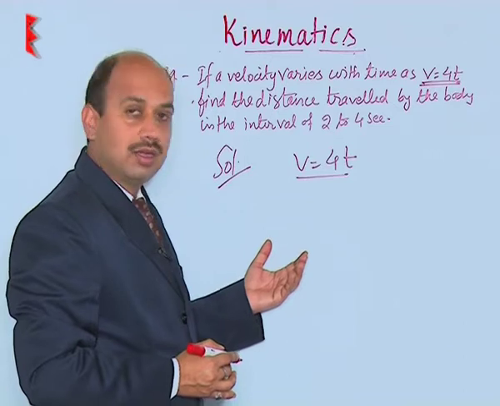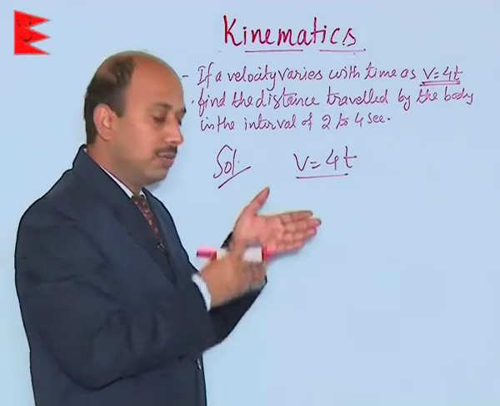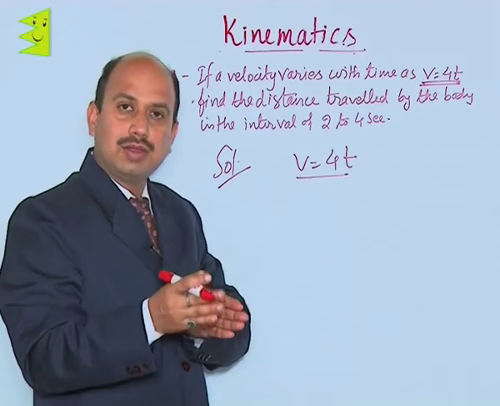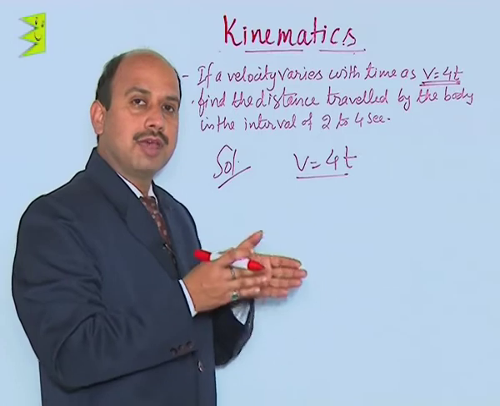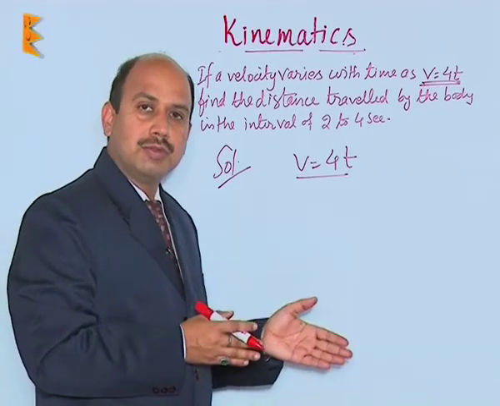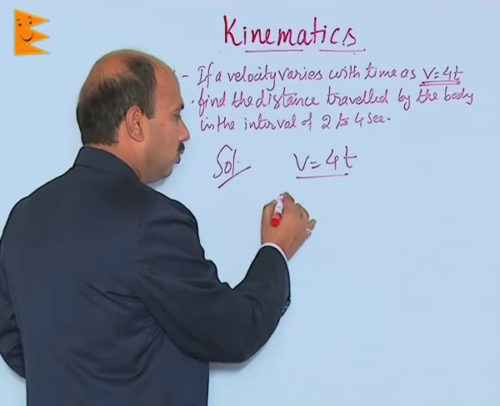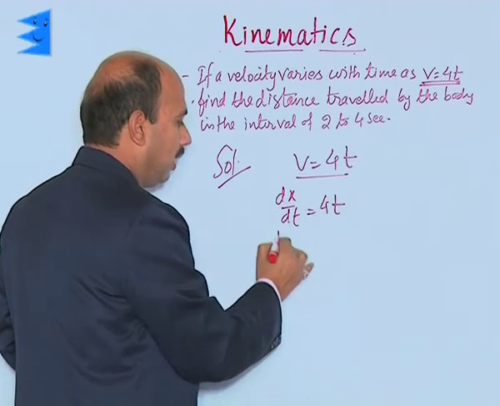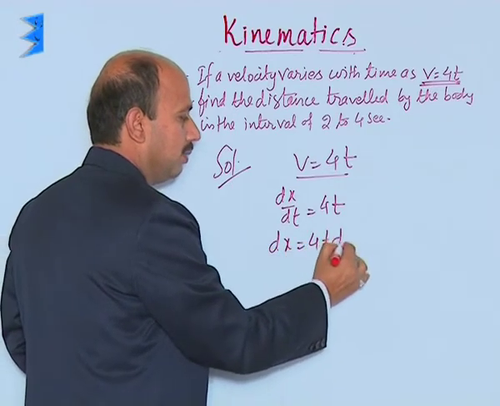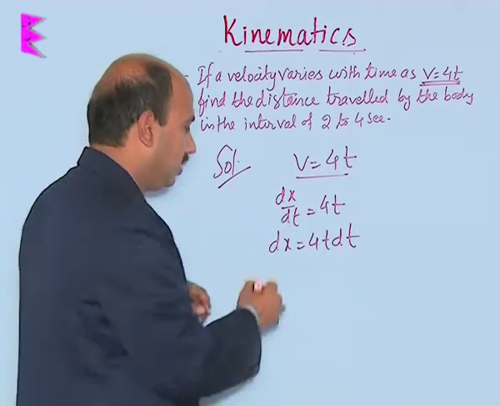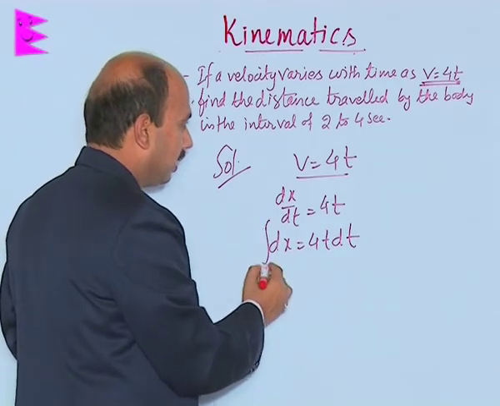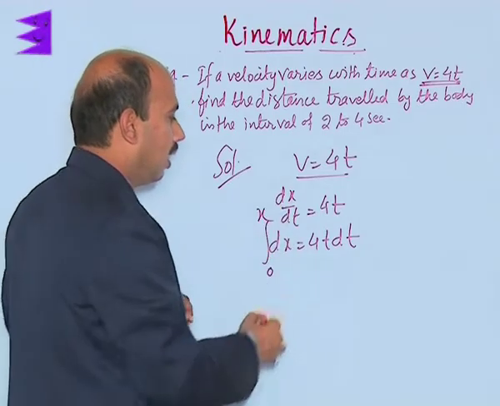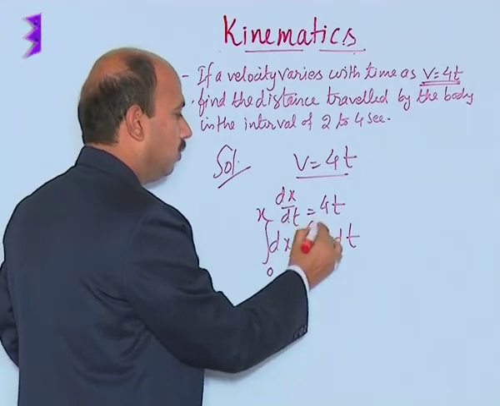So, obviously, you have to integrate. You know, from displacement to velocity, velocity to acceleration, we need differential calculus. But if you take the reverse process, acceleration to velocity, velocity to displacement, we have to use the integration process. So, we can write dx upon dt is equal to 40, and dx is equal to 40 dt. Now, we have to integrate. When integrating, we take 0 to x on one side and 2 to 4 on the other.